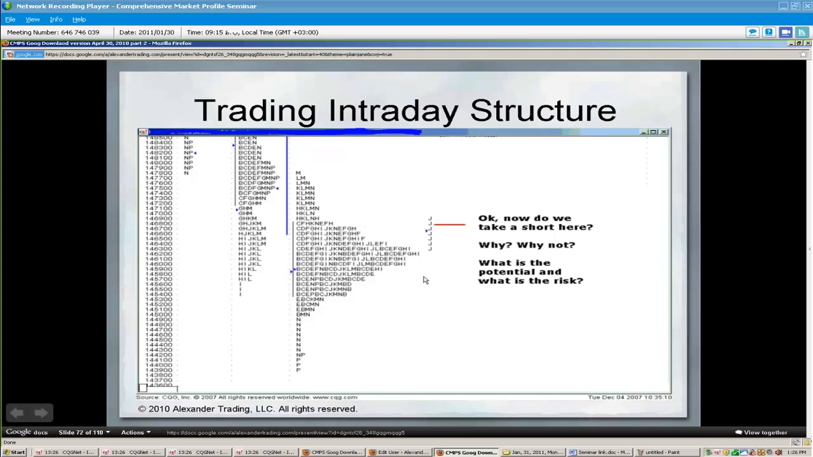So in a vacuum, the only edge I have here is the fact that this market appears, based on this information, to be leaning towards the test of the upper extreme as opposed to the lower extreme. So the only edge at the moment, based on this information, would be to take a long trade with a stop below the high volume node.